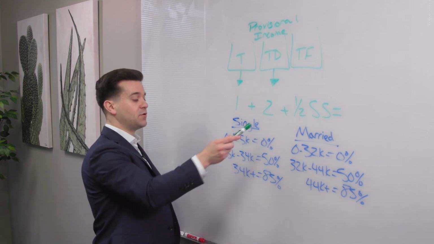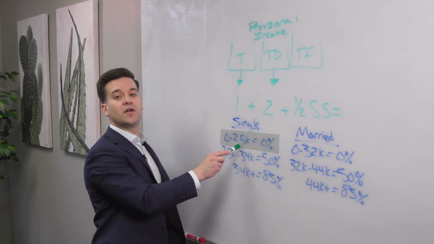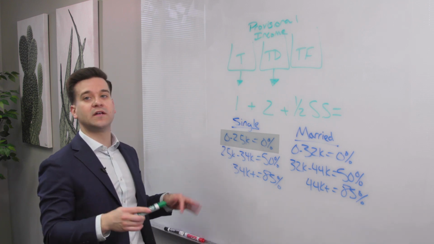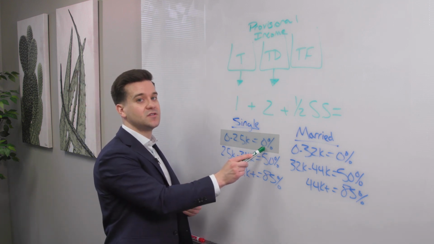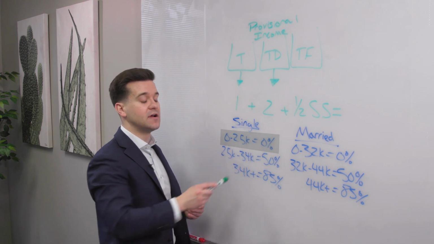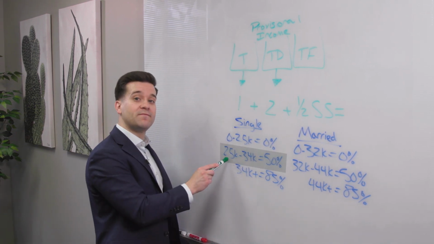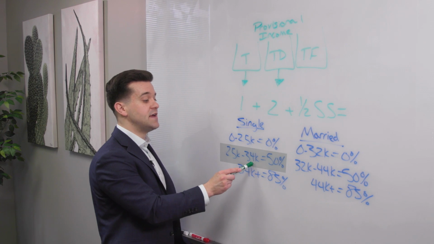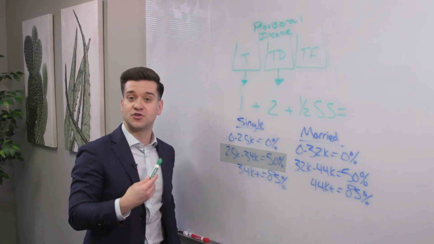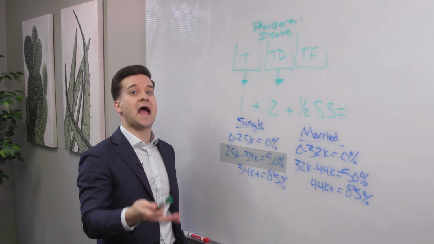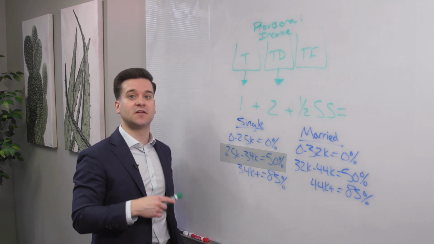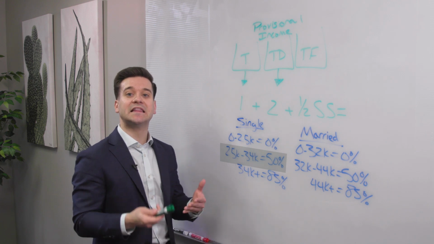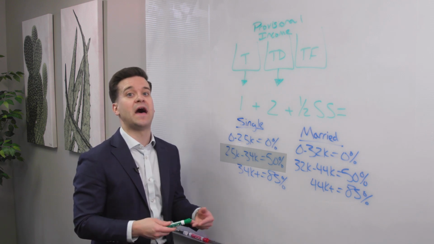So if that number falls between 0 and 25,000, no worries. You're going to keep all of your Social Security and none of it's going to be considered taxable income for that year. If that falls between 25 and 34,000, then either half of your Social Security is going to be considered taxable, or half of what's above 25,000 is going to be considered taxable. It's the lesser of the two. So keep that in mind.